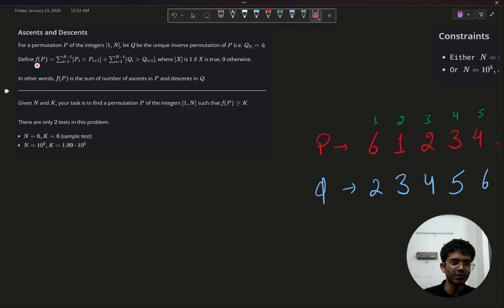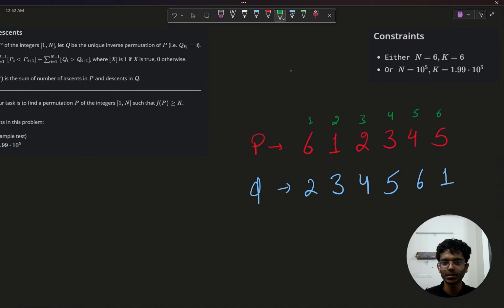And now we define this f of p as the summation of these two terms. Now the first term is the number of ascents in p, or the number of indices I such that p of I is less than p of I plus 1. So for example, in this permutation, these are the four indices which are the ascents in P, or the number of indices where P of I is less than P of I plus 1.